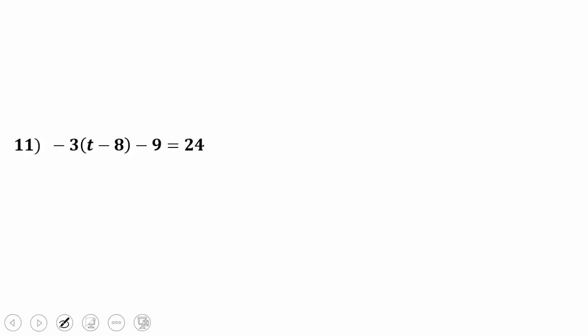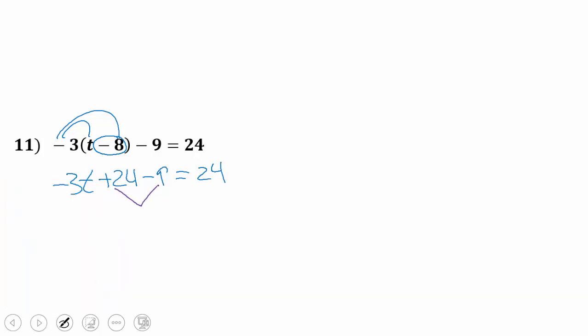Well, I'm taking a look at this, and I see that I have parentheses and probably some like terms. So here's a great example of you need to get rid of parentheses first. We talked about this when we were doing expressions. It's the same when we're doing equations. So we want to simplify this first by eliminating parentheses. Negative 3 times t is negative 3t. And negative 3 times a negative 8, that is positive 24. Minus the 9 still is equal to 24 still.